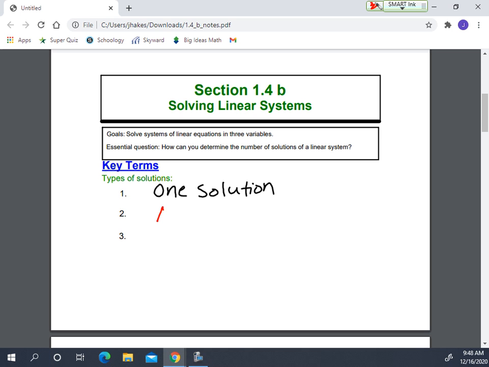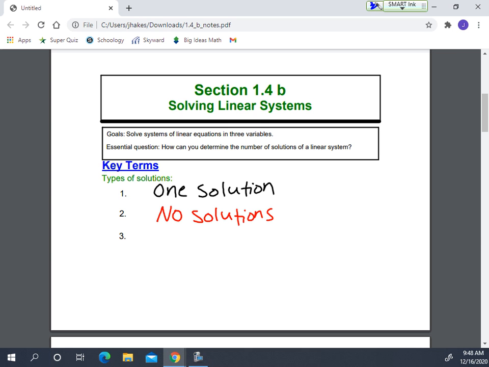It's no solutions. Okay, that means that no matter what you plug in for a variable, you will not come up with an answer. Okay, there is not a solution. So no solutions, one solution. Last one. Can you guess? Take a second. Can you guess this last one?